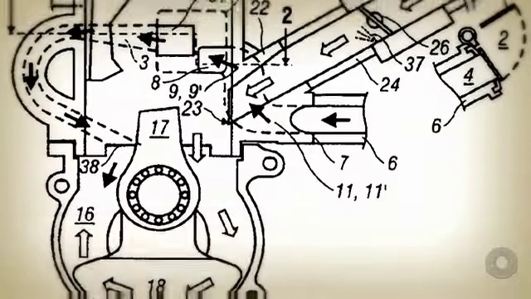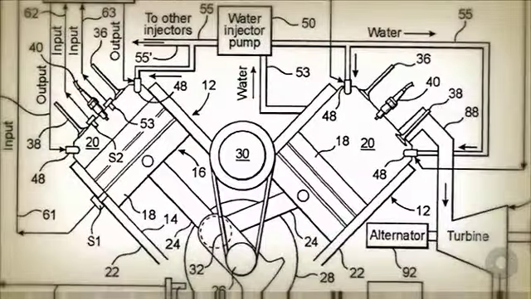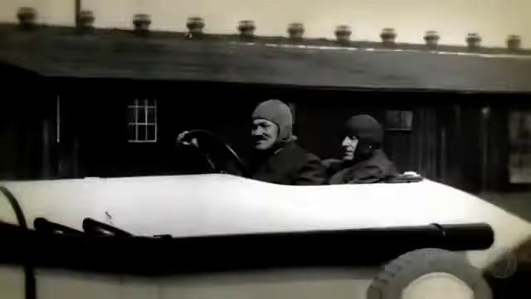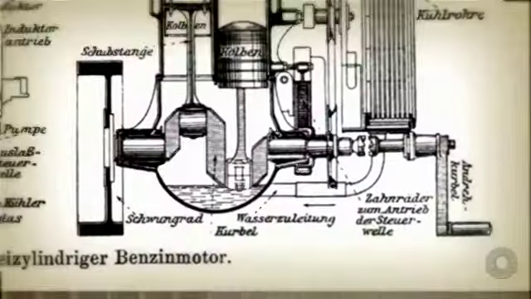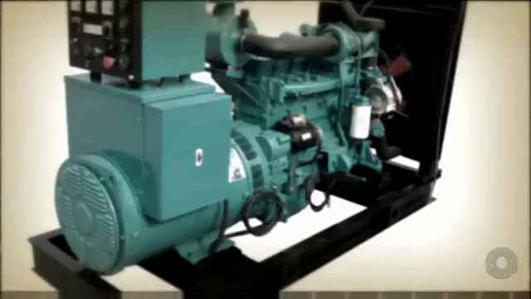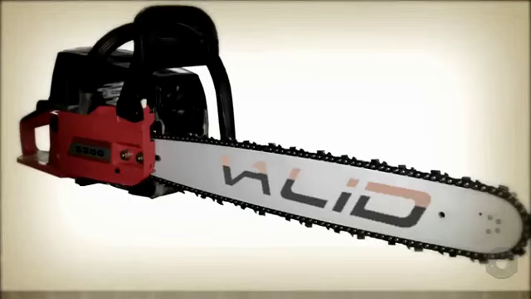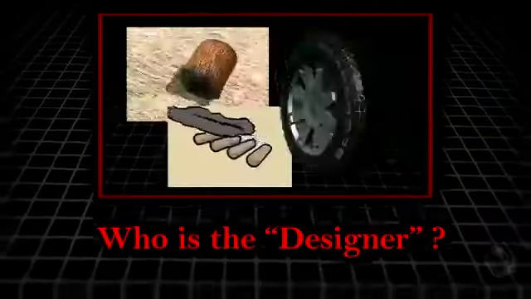Next came the internal combustion engine. It was smaller and more powerful than anything. For the first time, cars could run fast enough to make a sport about it. But the same combustion engine is used to power generators, pumps, airplanes, submarines, or chainsaws. Who is the designer? What part of the design is common?